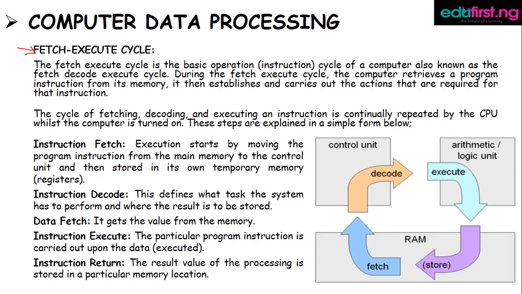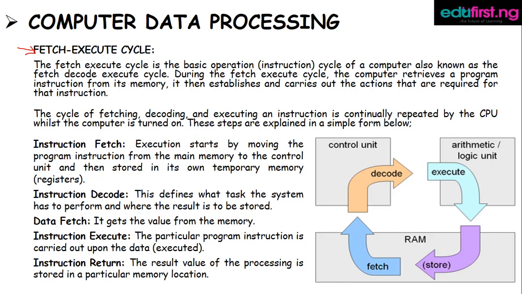The fetch execute cycle is the basic operation or instruction cycle of a computer, also known as the fetch decode execute cycle. During the fetch execute cycle, the computer retrieves a program instruction from its memory, then establishes and carries out the actions that are required for that instruction. The cycle of fetching, decoding, and executing an instruction is continually repeated by the CPU whilst the computer is turned on. Well, the steps are explained in a simple form below.